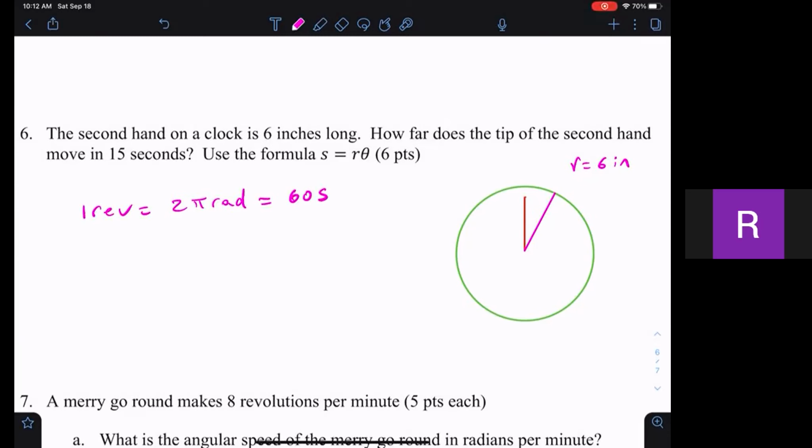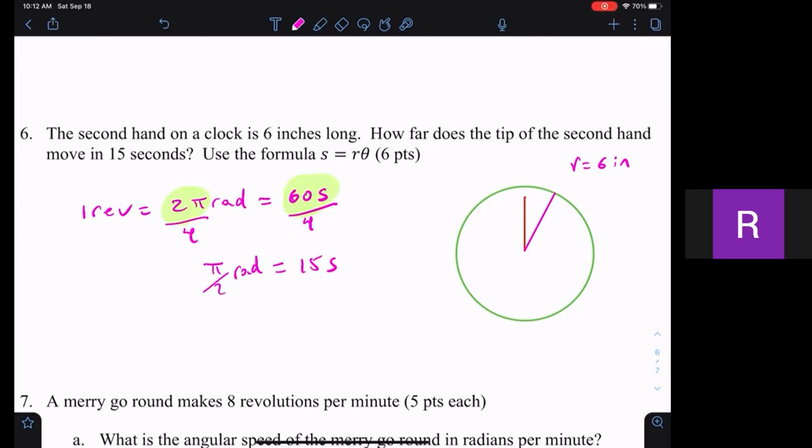So if I get on this side 15 seconds, then I can see how far it went in radians, right? So if you divide this by 4, you get 15 seconds, and this will be pi over 2 radians. So that means in 15 seconds, how far did it go? It went pi over 2 radians, right?